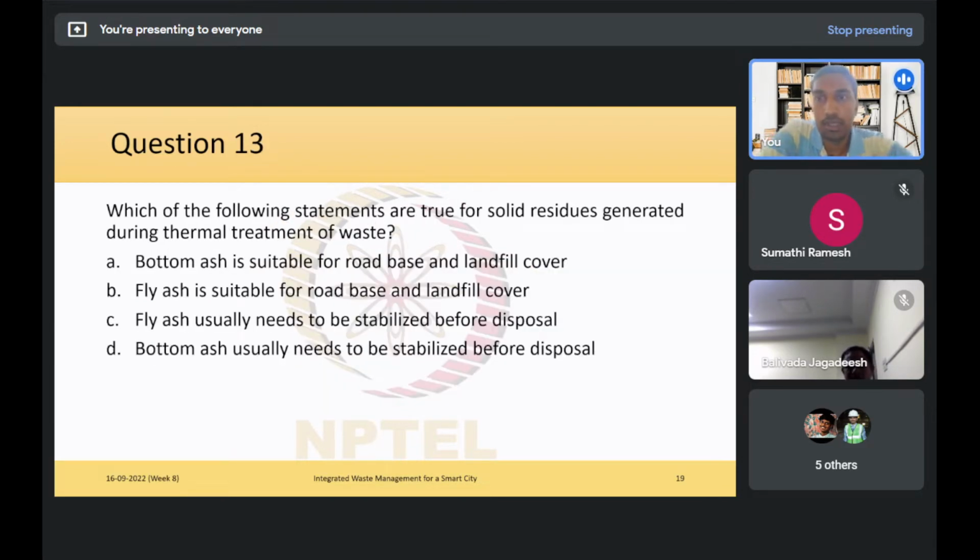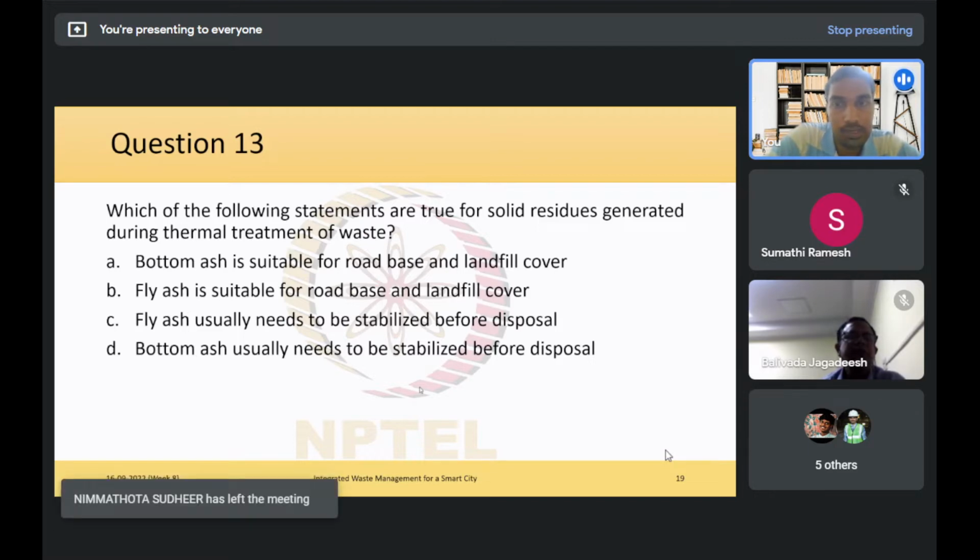Okay, so question number 13 is, which of the following statements are true for solid residues generated during the thermal treatment of waste? Option A is bottom ash is suitable for road base and landfill cover. Option B is fly ash is suitable for road base and landfill cover. Option C is fly ash usually needs to be stabilized before disposal, and D is bottom ash needs to be stabilized before disposal. So which one do we use for road base or in covering the landfill, and which one needs stabilization before we dispose it?